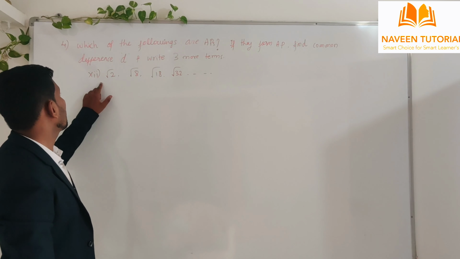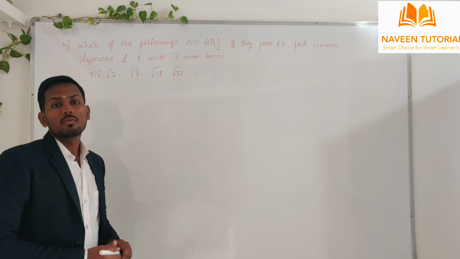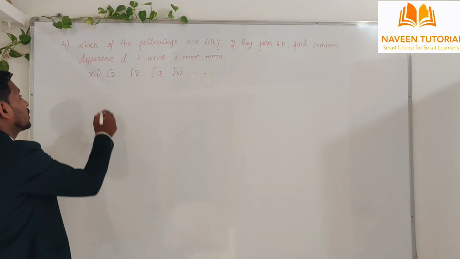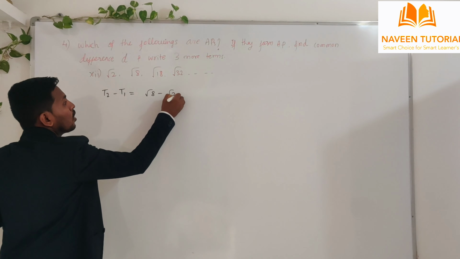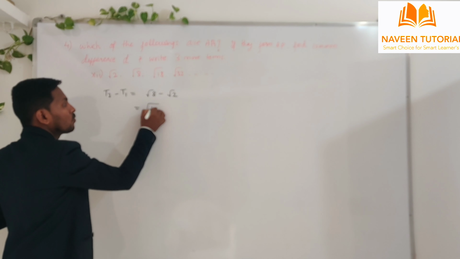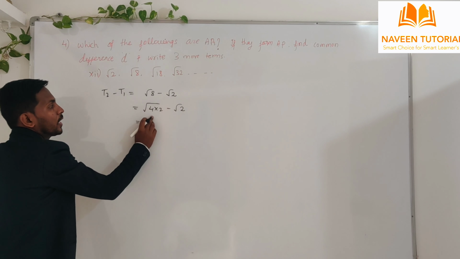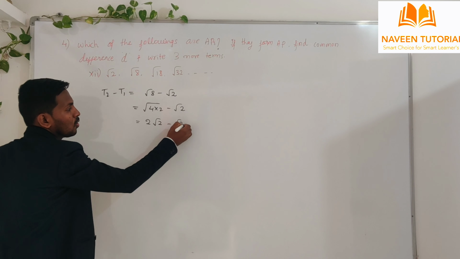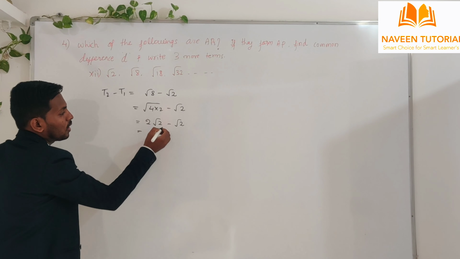Okay, here question number 12. Root 2, root 8, root 18, root 32, up to so on. First we need to find whether the given terms are in AP or not. So T2 minus T1, that is root 8 minus root 2. Root 8 can be written as root of 4 times 2, minus root 2. Taking root 4 out, it becomes 2 root 2 minus root 2. Here 2 root 2 minus root 2 is only 1 root 2.